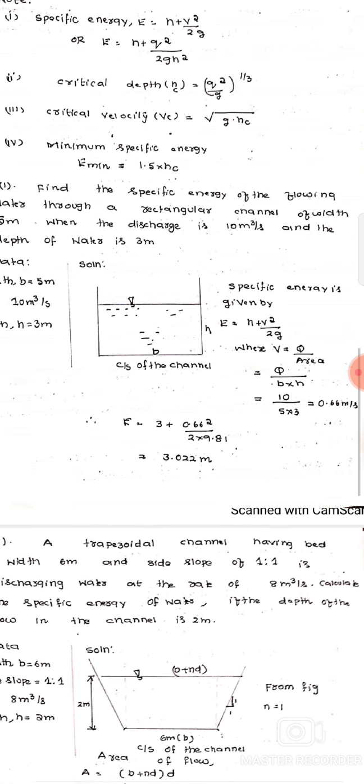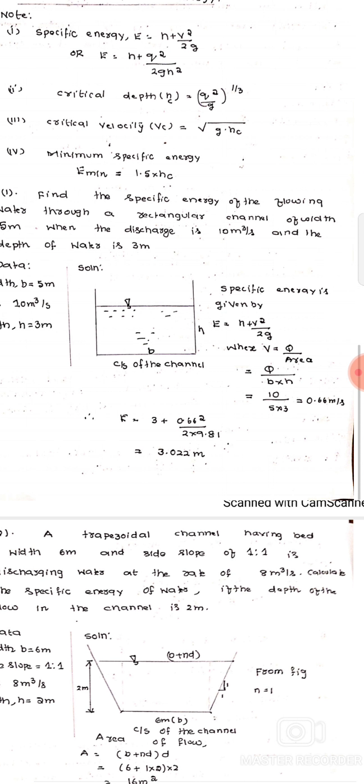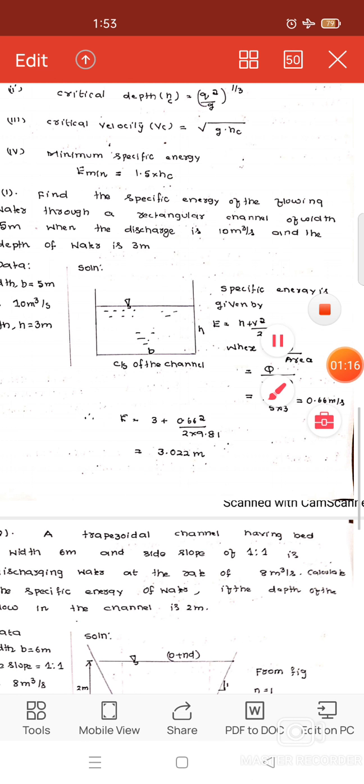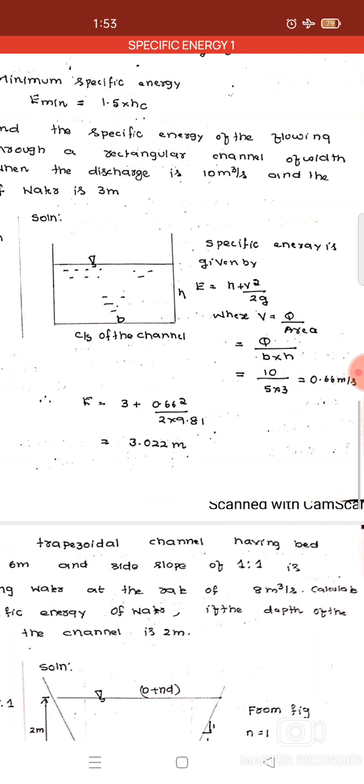So we'll write the specific energy equation, h plus v square by 2g. Then we know that v is equal to q by a. So while applying the continuity equation, Q is equal to A into V, or we can write that v is equal to q by a. So Q is 10 meter cube per second and area is b into h, that is 10 by 5 into 3. 5 into 3 is 15, so 10 by 15 is 0.66 meter per second. So we'll get to know what is the velocity.